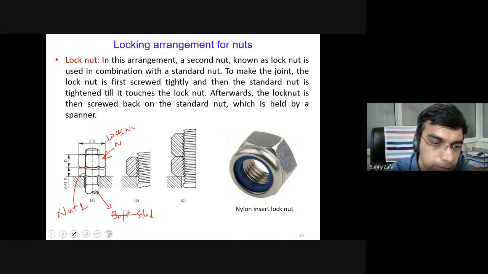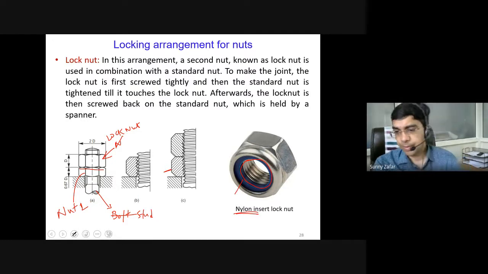So the lock nut will also lock it up, thereby reducing the tendency of this main nut to loosen up. And most of the times, what you will observe, these lock nuts are provided with this nylon insert. This is black color here. This is the nylon insert. So if you remember, in what category does nylon come? Nylon comes in the category of polymer.